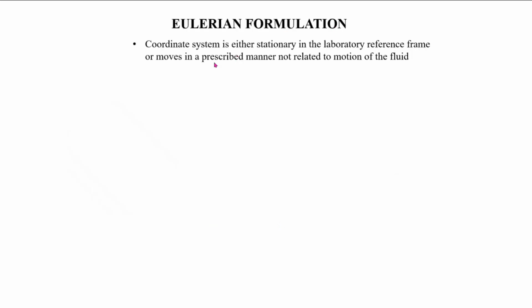So Eulerian formulation means that the coordinate system which we use is either stationary in the laboratory reference frame or moves in a prescribed manner which is not related to the movement of fluid. We just impose a certain movement of our coordinate system. What is characteristic is that fluid travels between different computational cells, so computational cells do not contain the same fluid elements.